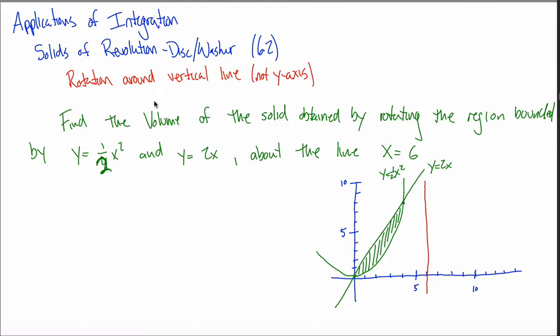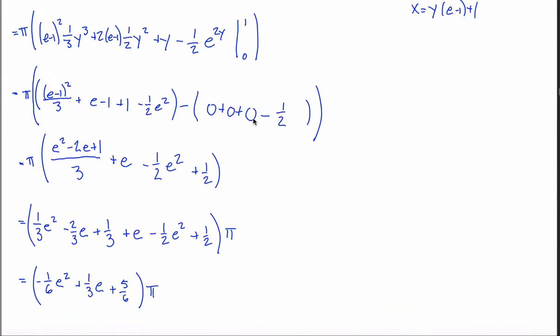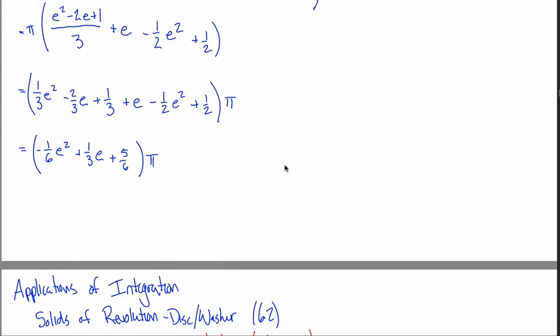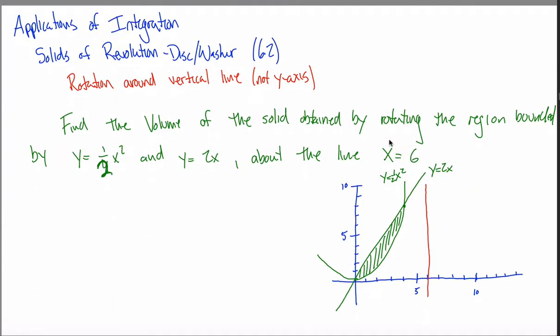And the reason I want to do another example is because we're going to rotate around a vertical line just like we did in the previous example. In the previous example, the vertical line we rotated about was the y-axis. This time we're going to rotate around a different vertical line. I guess the line x equals 6 is what I chose for this example.